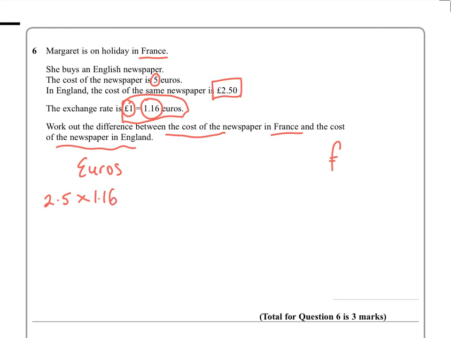Now obviously you could do that on a calculator, but another little thing you can do is you can double this one and halve this one. So what would half of 116 be? It'd be 58, so we'd get 0.58, and then we can double this one and halve this one, and so we'd get 2.9, and that would be 2.9 euros.